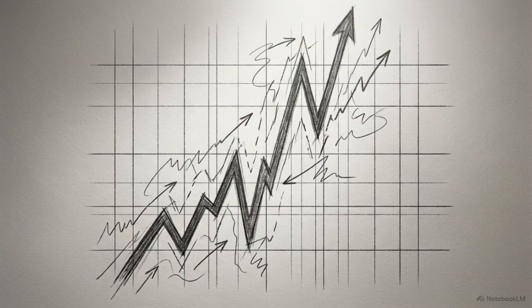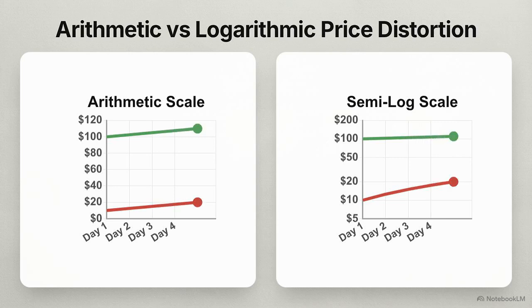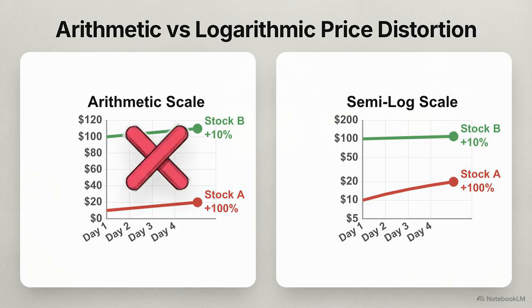standard arithmetic scales. This diagram compares an arithmetic scale on the left with a semi-log scale on the right. An arithmetic scale spaces out dollar values evenly. It makes a $10 move on a $10 stock look the same as a $10 move on a $100 stock. In reality, one is 100% gain and the other is just 10%. This visual distortion often leads to false breakout signals.